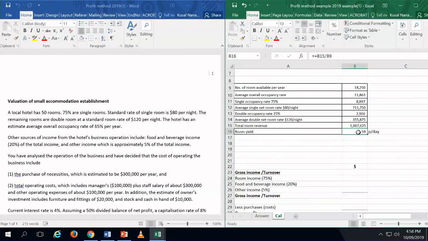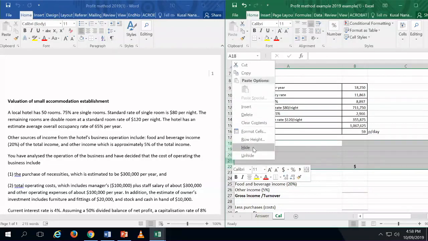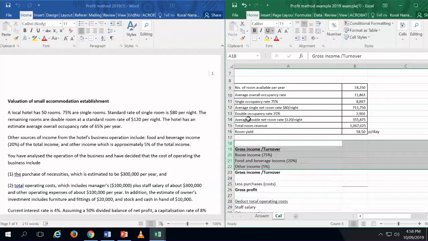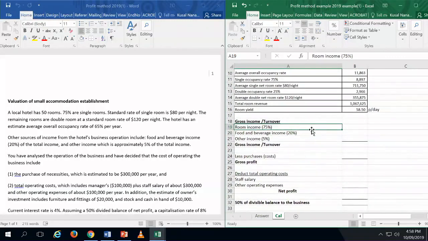Right. This is just a simple calculation. This is not a profit method, right? You'll get all sorts of things when you get a calculation. But come to the real calculation. Profit method calculation. Right. Gross income, turnover. Room income, how much is that? 1,067,625. We have already calculated.